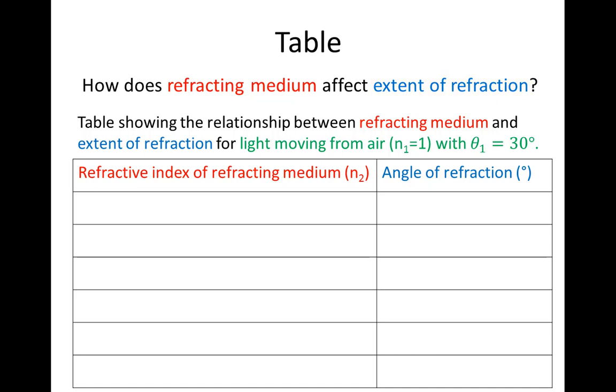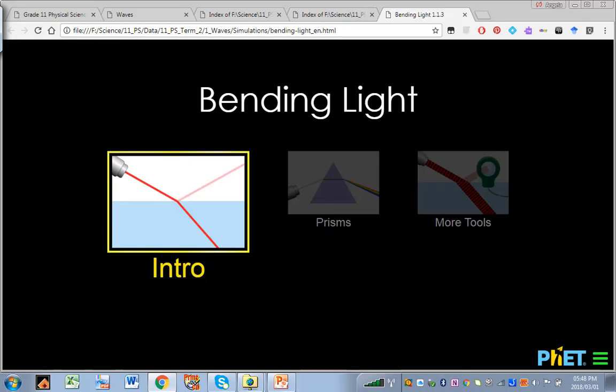So now we're ready to collect our data. First of all, though, we need to decide what refractive indices we are going to use, and we can decide whatever we like, as long as we get a nice range. I've decided on 1, 1.1, 1.2, 1.3, 1.5, and 1.6. So now we need to collect our data using a simulation. I'm going to use the bending light simulation.